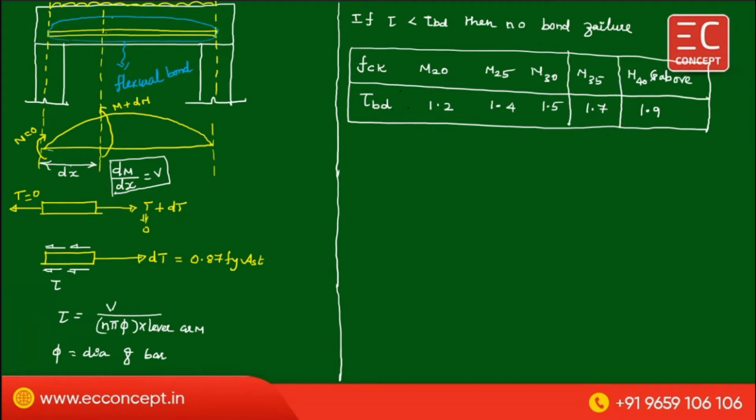Understood? This is the tau BD maximum. Okay. Now this tau BD shall be increased. Note.